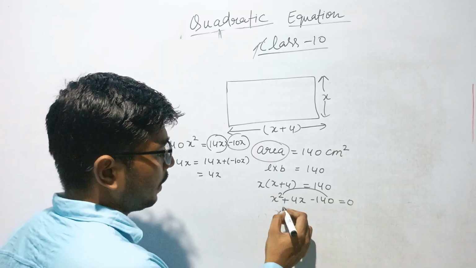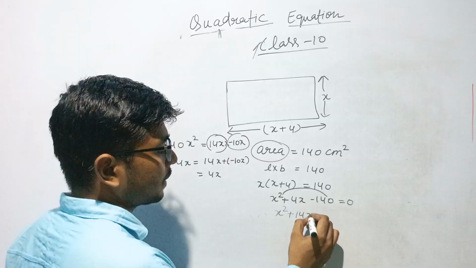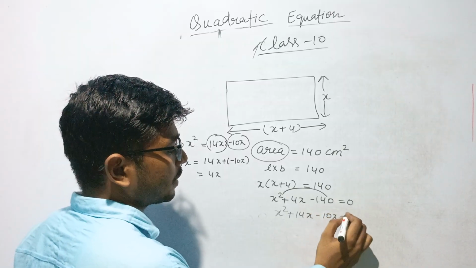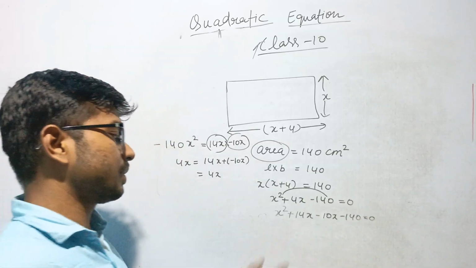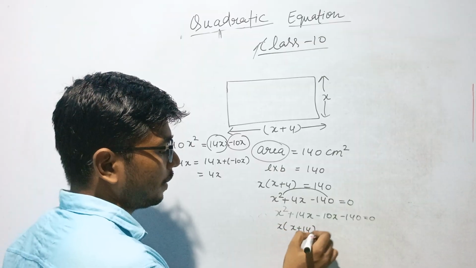Now x square plus 14x minus 10x minus 140 is equal to 0. Okay, now take common x. So if you take common x, x plus 14, right?